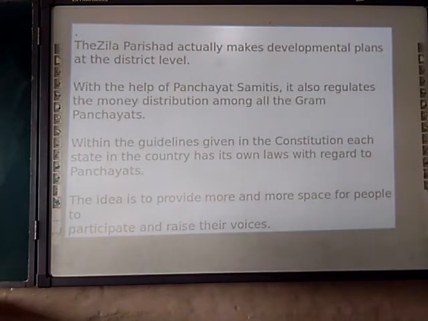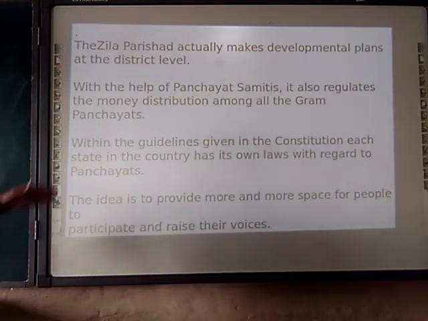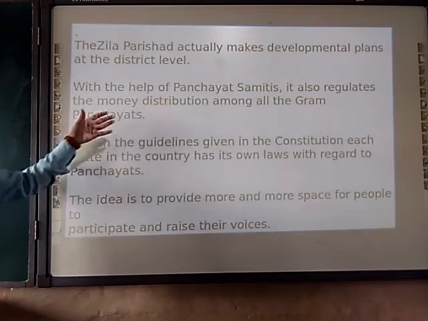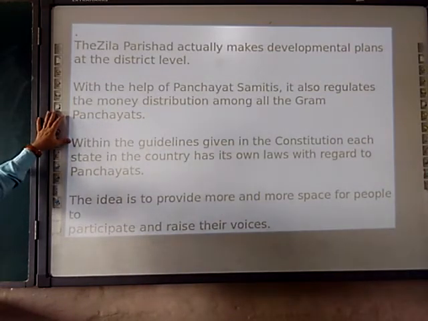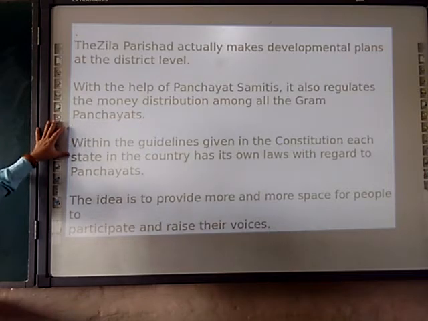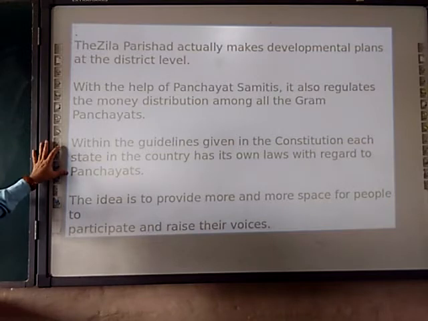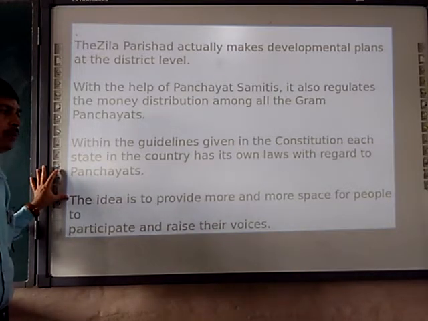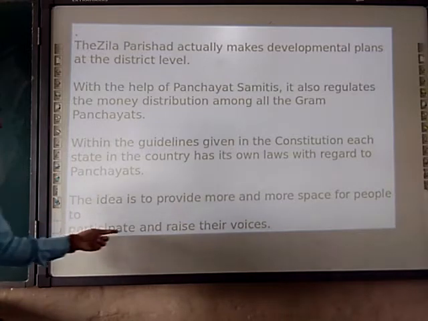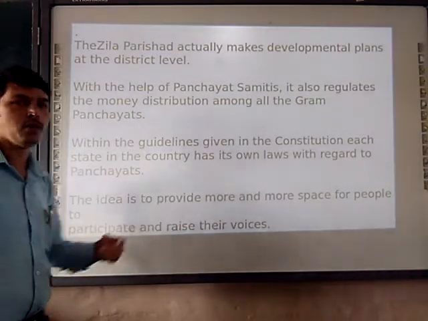Next, the Jila Parishad makes development plans at the district level with the help of the Panchayat Samiti. It also regulates the distribution of money among all the Gram Panchayats for the welfare and well-being of the villages. Within the guidelines given in the constitution, each state in the country has its own law with regard to the Panchayat. The idea is to provide more and more space for people to participate and raise their voices.